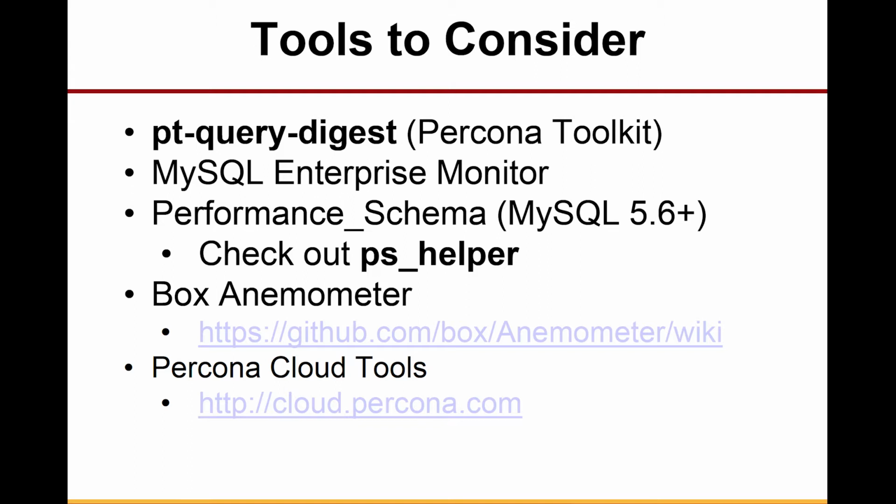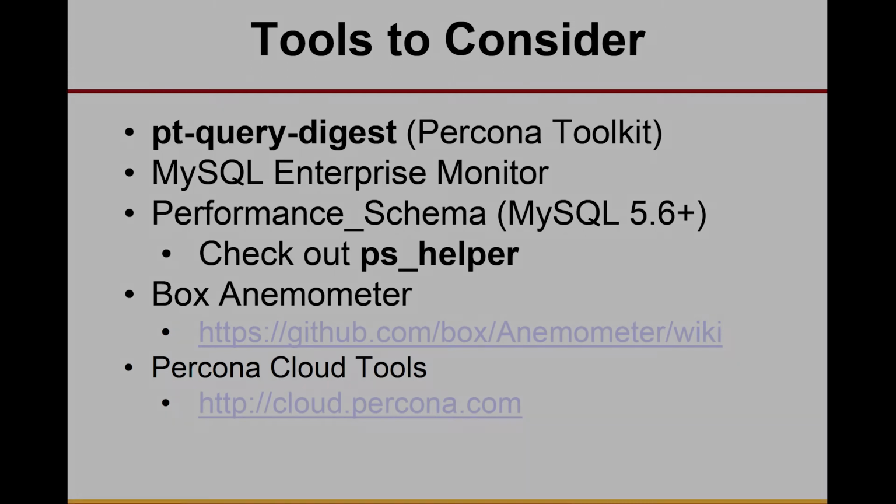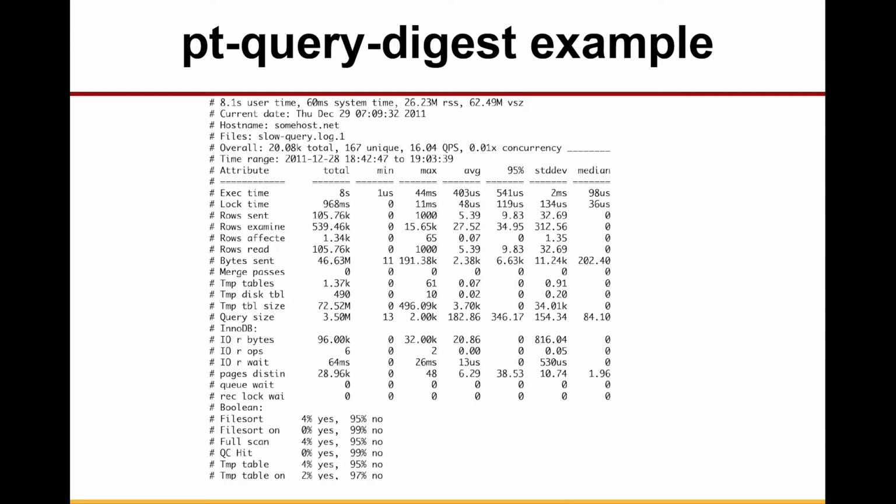If you're looking for something more visual, you can compare it to Percona PT Query Digest. You can look at the Box Anemometer. This is their company, Box. One of the nice tools they have created for visualizing the data. Or you can also take a look at our solution, Percona Cloud Tools, which is now in free beta, which allows you to analyze your queries graphically. So let me show you some examples for the software I use the most.